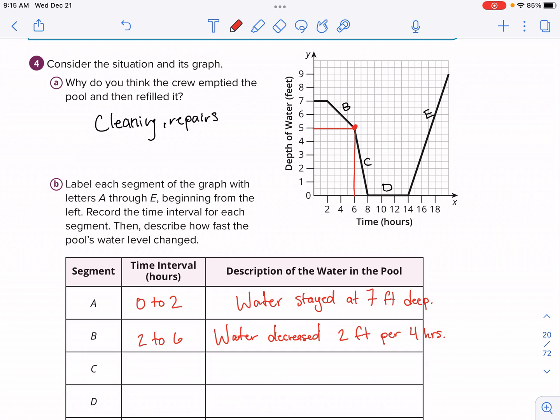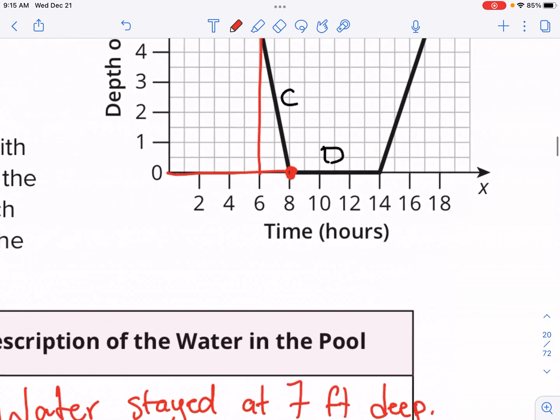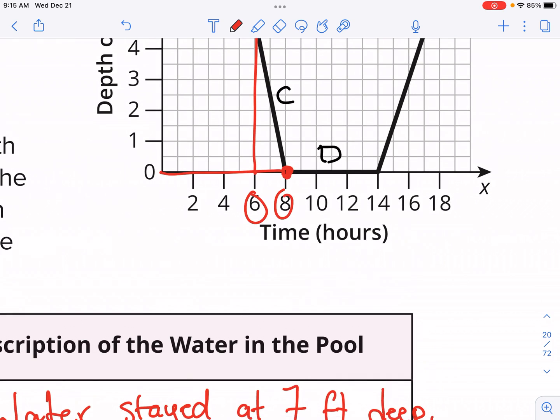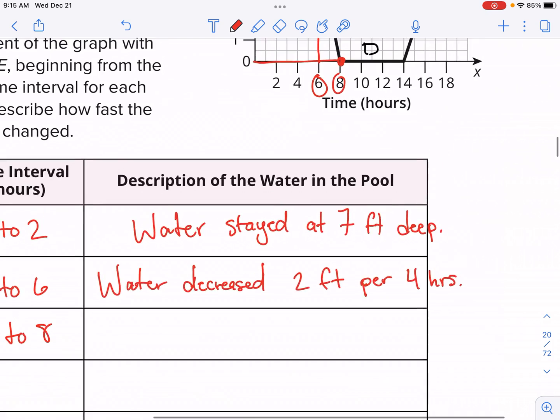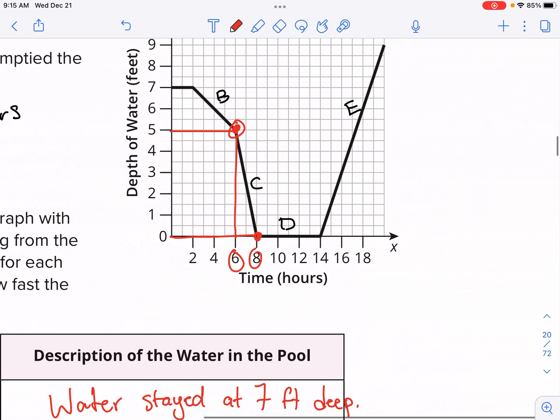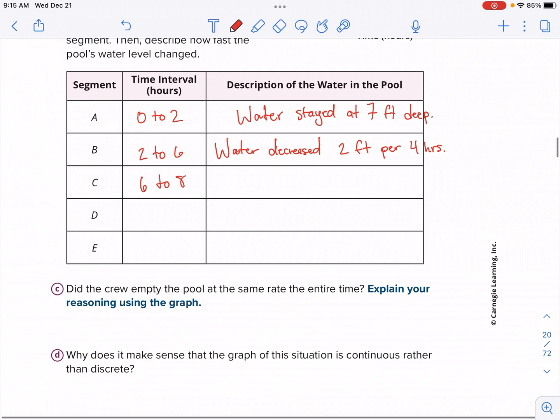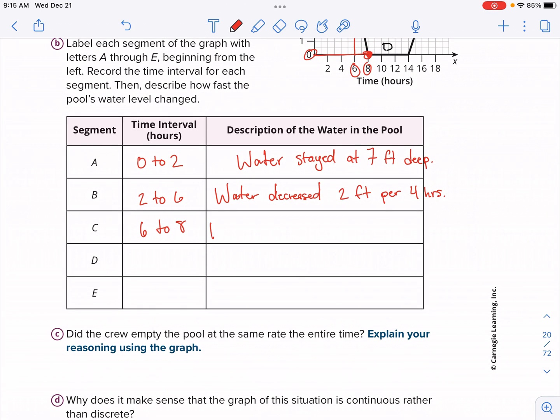All right. Now moving on to C. So C is all the way down here. It's right here. So for C, that is from 6 to 8. And then from 6 to 8, right, we started at 5 and now we're at 0. So we decreased 5 feet. So we're going to say that the water, I'll just put DEC, decreased 5 feet per, we'll say 2 hours. Right, from 6 to 8 hours.